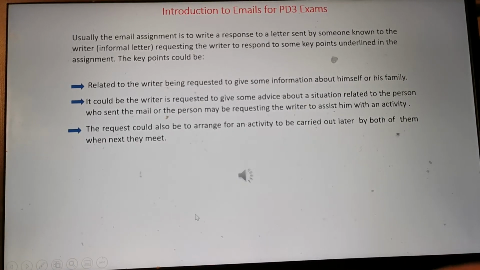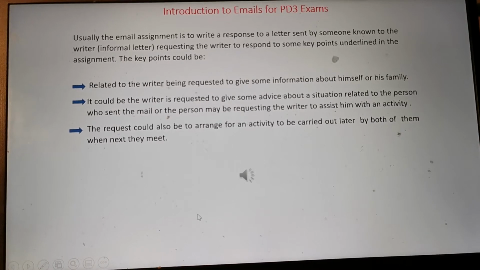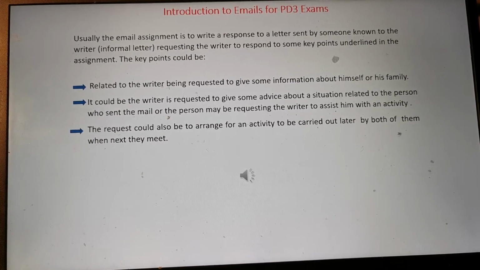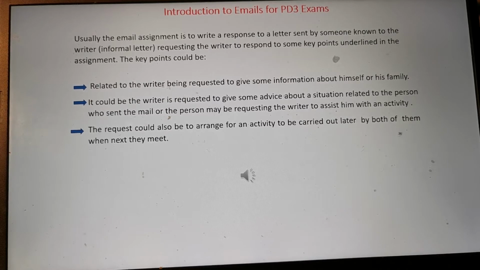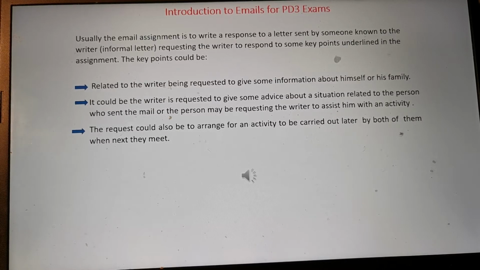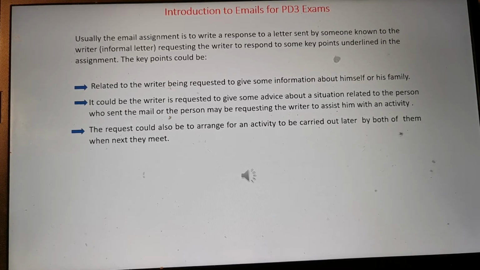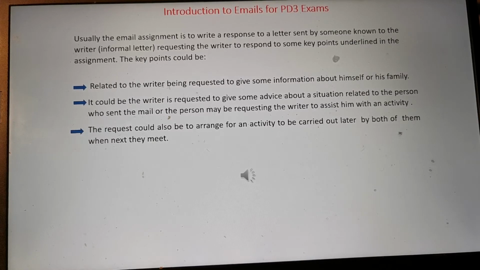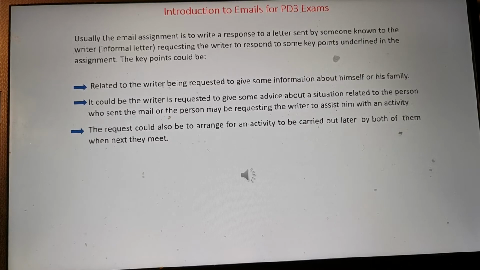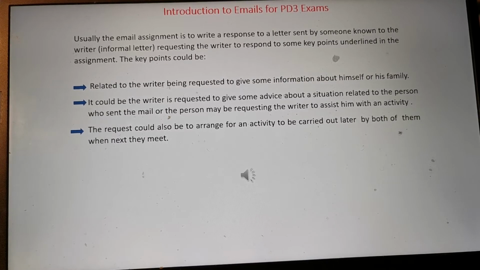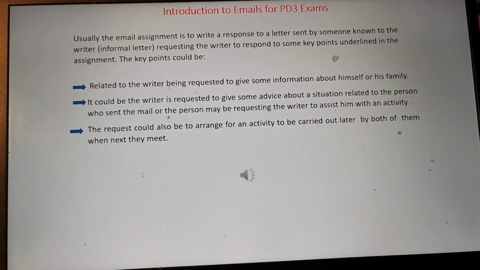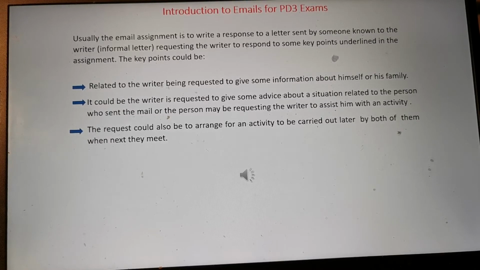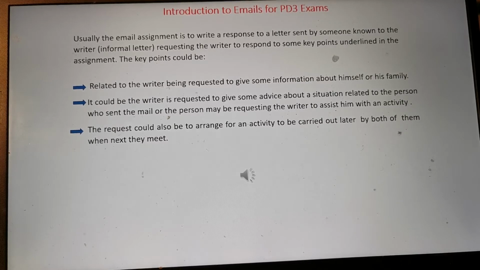Usually the email assignment is to write a response to a letter sent by someone known to the writer, an informal letter, requesting the writer to respond to some key points underlined in the assignment. The key points could be related to the writer being requested to give some information about himself or his family. It could be the writer is requested to give some advice about a situation related to the person who sent the mail, or the person may be requesting the writer to assist him with an activity. The request could also be to arrange for an activity to be carried out later by both of them when next they meet.